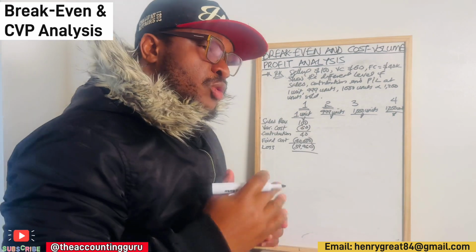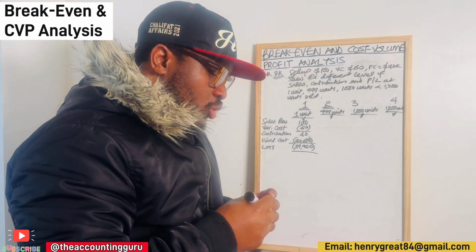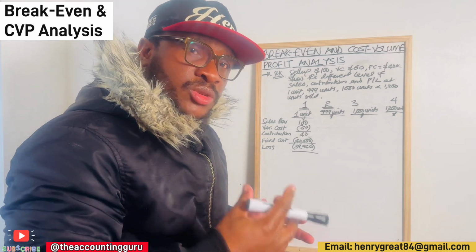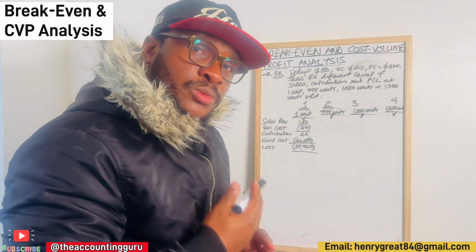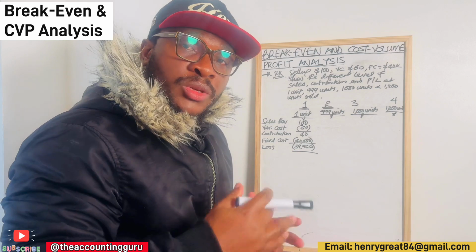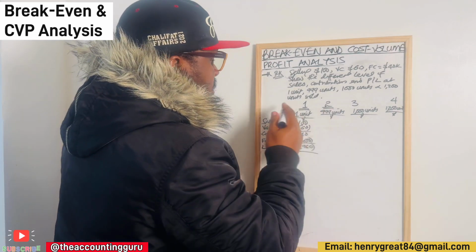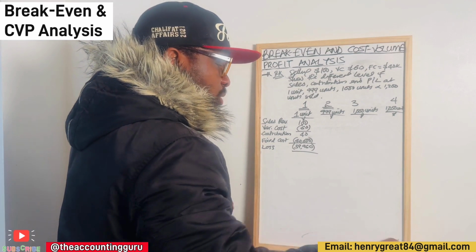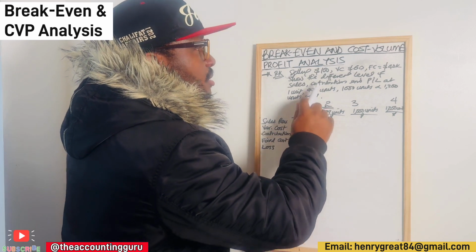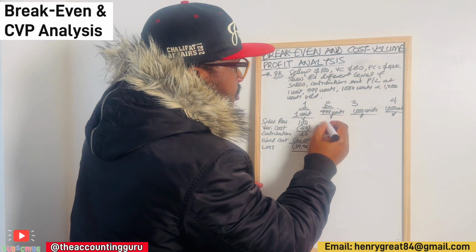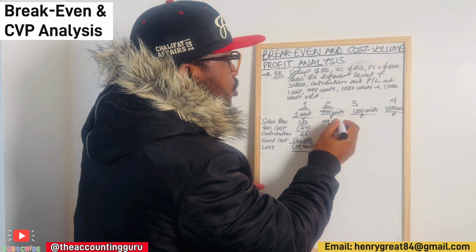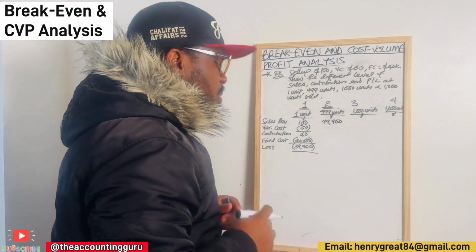Scenario 2, where 999 units are sold. So this implies that the business put in more effort to sell as much as 999 units. What will be the sales revenue, variable cost, contribution, and ultimately will it still be loss, profit, or will it break even at this point? Let's look at it. So the sales revenue when 999 units are sold, what will be the sales revenue? So we are looking at 999 units times $100. So this will give us $99,900. Perfect.